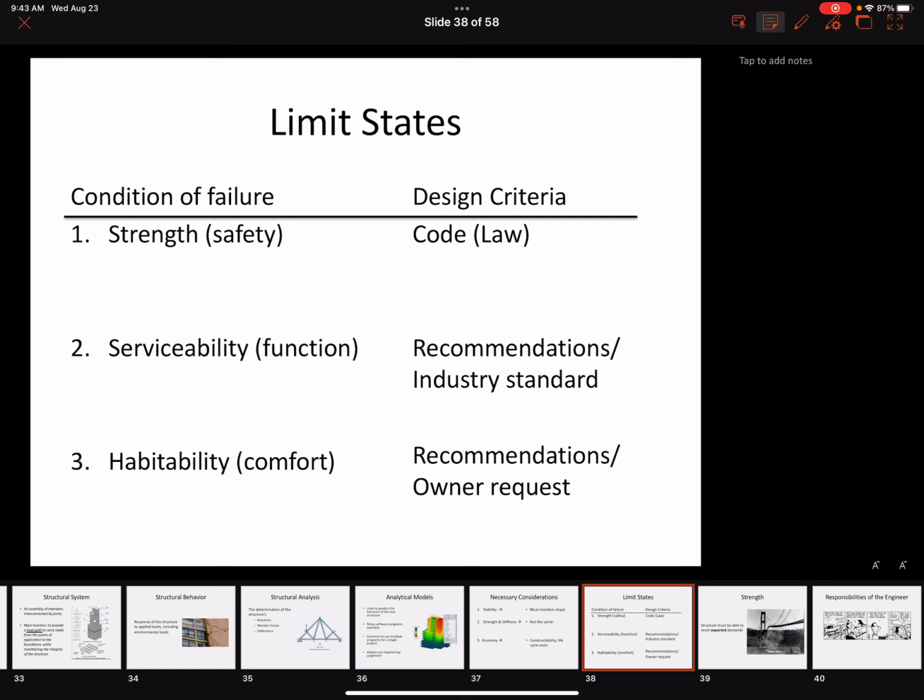And then lastly, we have habitability, which is tied to human comfort. The criteria here are outlined by recommendations or owner request. This is tied to lateral accelerations that are experienced, typically in tall buildings under wind excitations. You don't want people to be getting seasick in their penthouse condo up at the top of some fancy high rise. It happens.